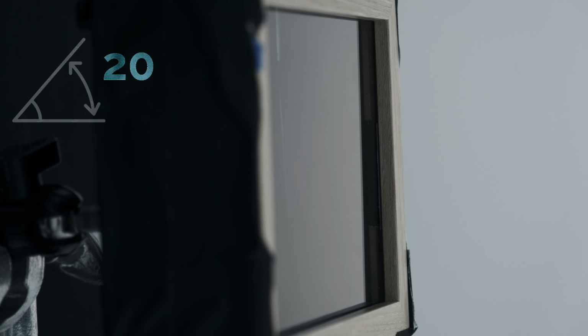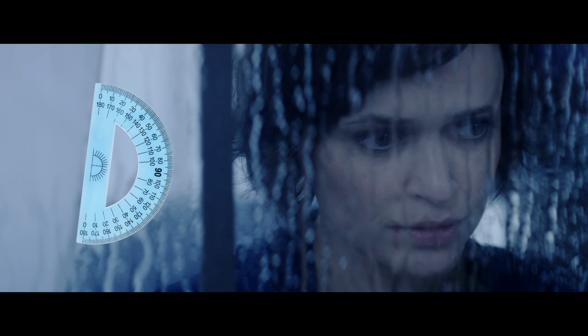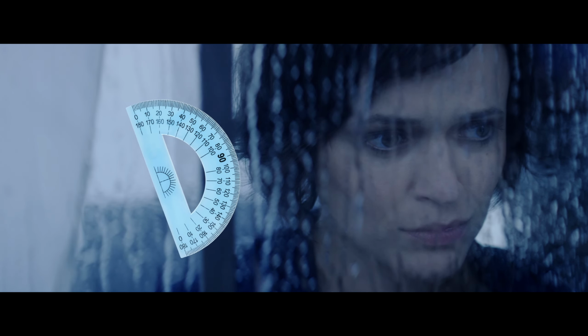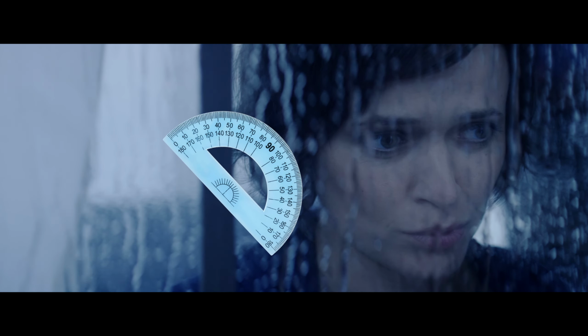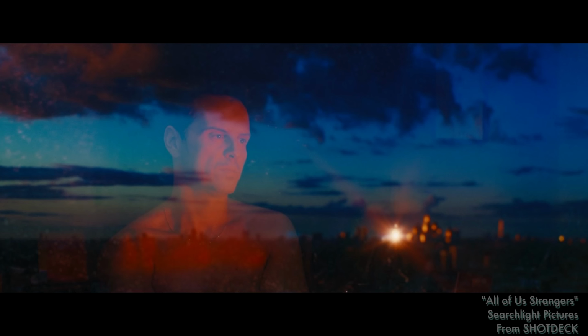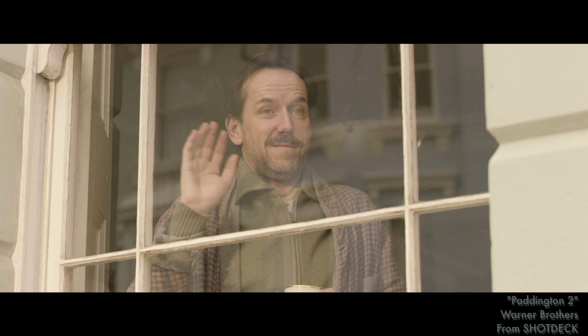Now, in your next art film, are you going to whip out the protractor and walk up to the window and find the perfect angle so you can see the sad woman crying behind the glass? Maybe, maybe not. Maybe the composition of the scene actually looks better with the camera placed somewhere else. However, if you are going to use a protractor on set, please comment below.